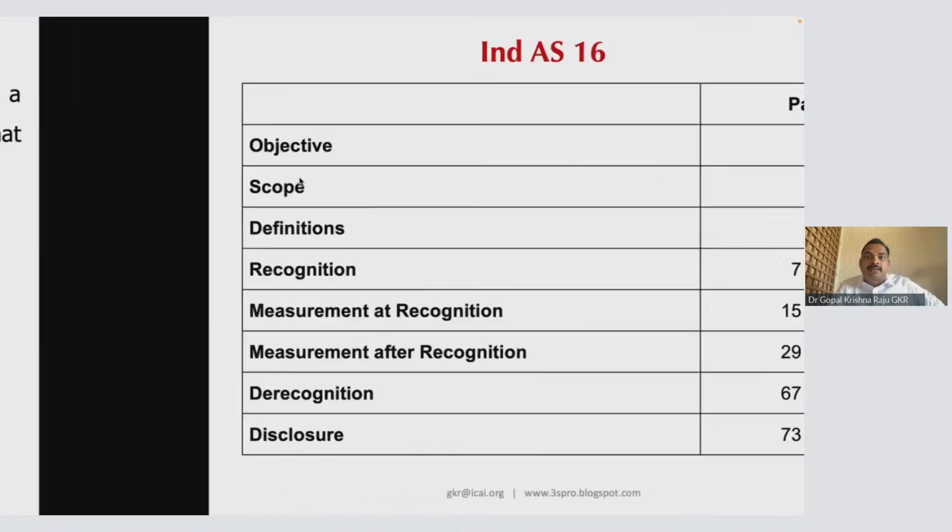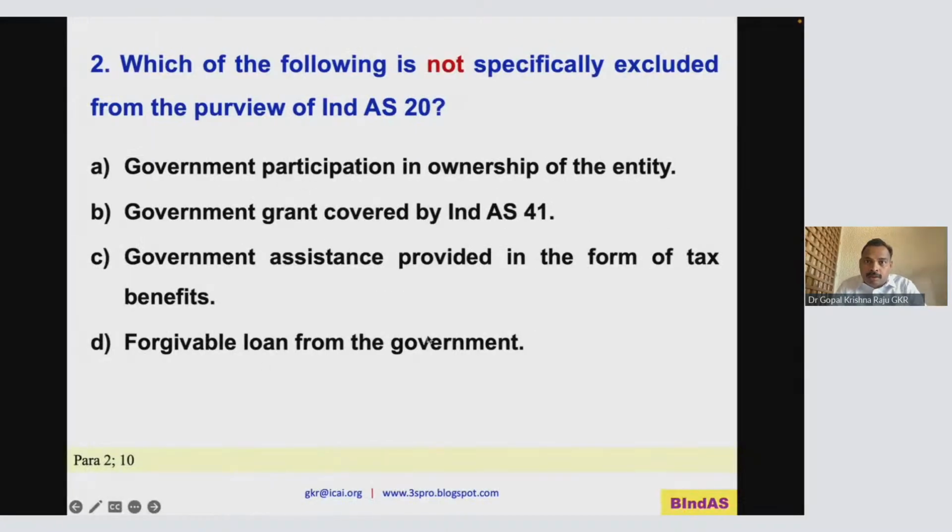Now please answer this question. Forgivable loan is not specifically excluded. So that means a forgivable loan has to be repaid. A loan doesn't come under Ind AS 20. But once it is forgiven, it is a government grant. So 2D.